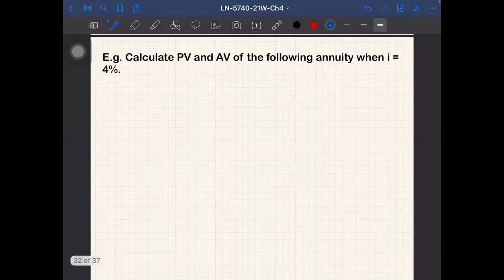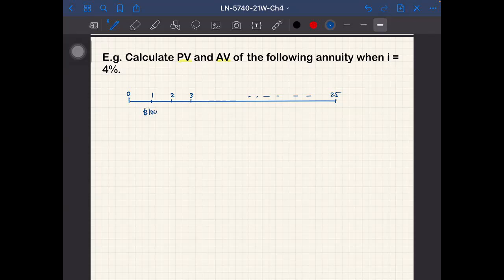Now that we have the theorem, we have an example. We're going to calculate the present value and also the accumulated value of a decreasing annuity. Example: we have 25 years, so 1, 2, 3 up to 25. The payment amount is $100 at time 1, and it's decreasing over time. So next year, $98.